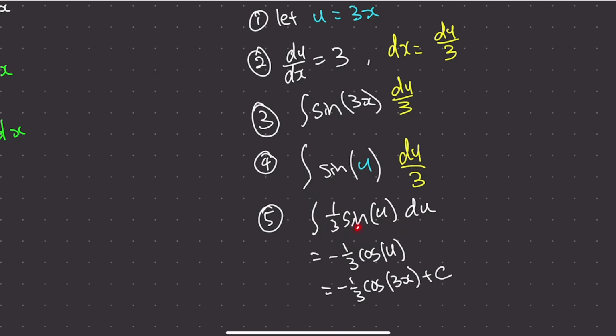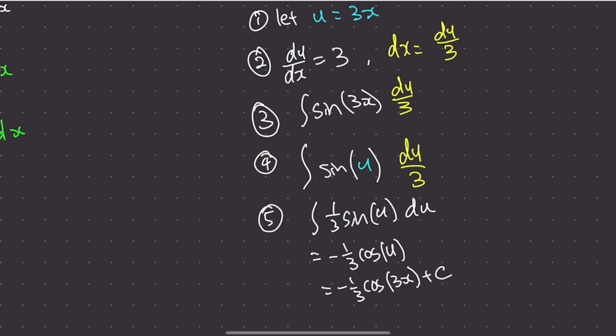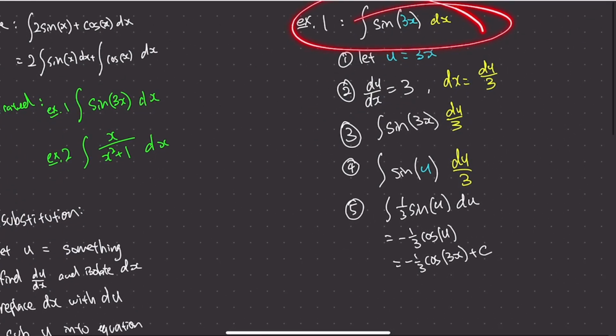How do you do the integral of sine u? Very simple. Look at your formula booklet, under 5.10. The integral of sine x is equal to negative cosine x plus c. So if I take the 1 over 3 out, after the integral it's going to be negative cosine u. So the result is negative 1 over 3 cosine u. And then finally, you need to add the plus c. Remember that. So that's done for example number 1.